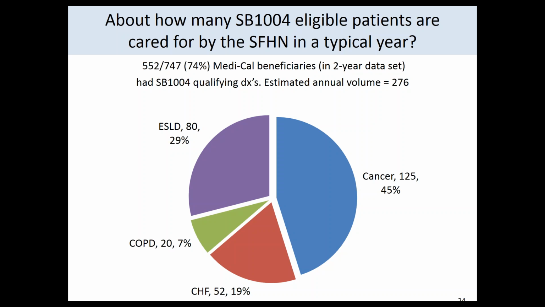something like 276, 275 patients a year seen by the health network who would qualify for SB 1004 palliative care. In terms of distribution of the particular diseases, the largest group was cancer by a lot, so 45% of the population annualized. The next largest group was end-stage liver disease at 29%, followed by CHF at 19%, and COPD at 7%. Next slide, please.